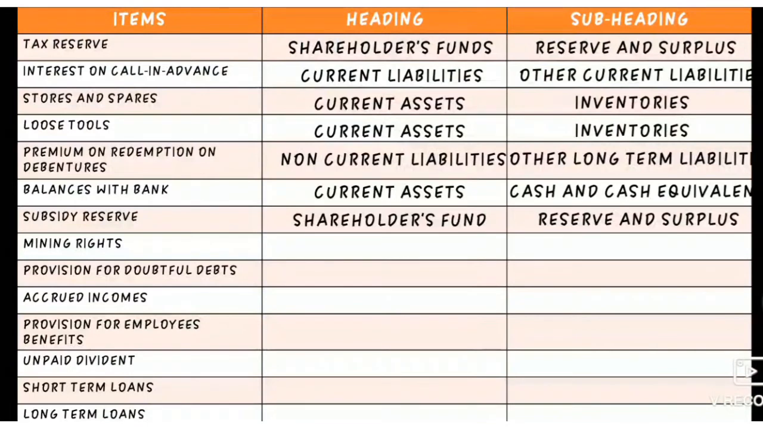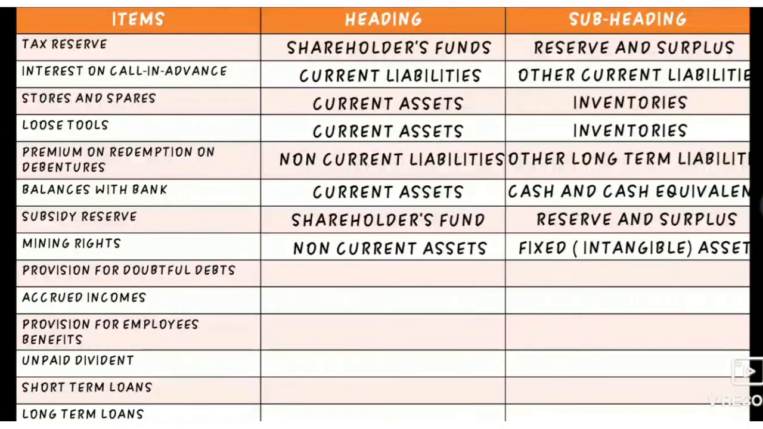Then the mining rights. Mining rights are your assets, and these are intangible assets. All the intangible assets which are fixed in nature will come under non-current assets. So the main heading will be non-current asset, and the subheading will be fixed intangible assets.